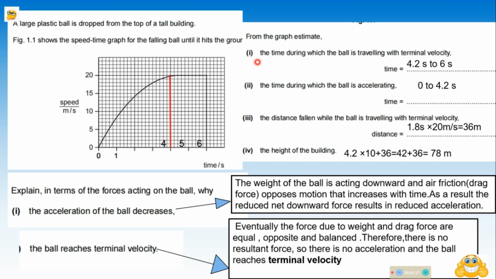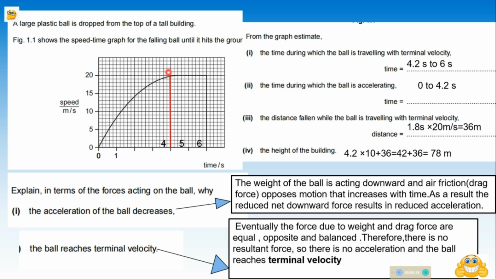From the graph, estimate the time during which the ball is traveling with terminal velocity. So the time with terminal velocity: the total time is 6 seconds, and the time during which the ball is accelerating is from 0 to 4.2 seconds, so terminal velocity lasts from 4.2 to 6 seconds, which is 1.8 seconds. This part shows the ball is accelerating.